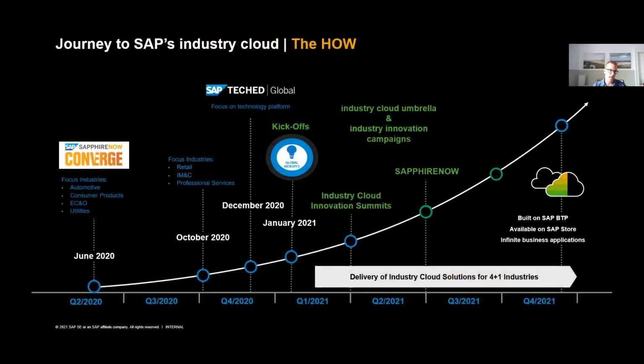This is a slightly different picture, but it was also important for me to highlight that it's also about focus. We focused on certain industries as we were announcing our strategy: automotive, consumer products, EC&O, utilities. We then added 3 more: retail, I&C, and professional services. You might have heard, not here on this slide, about SAP Pioneer, where we have banking and insurance, also as a kind of special partner joining SAP's Industry Cloud.